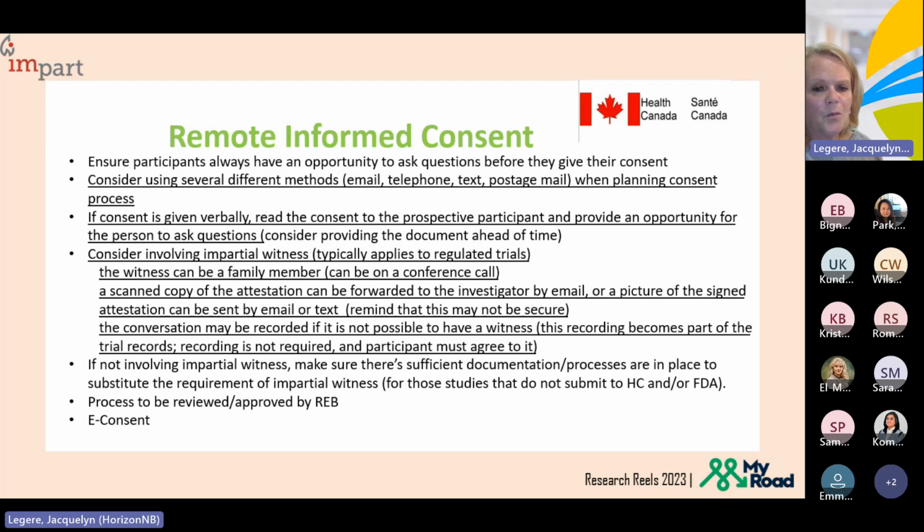And if you're not involving an impartial witness, make sure there's sufficient documentation around the process. And any alteration in the informed consent process needs to be approved in advance by the Research Ethics Board, which includes e-consent. And now a lot of pharma companies are using that. They'll upload an informed consent document on a tablet, and then the patient just kind of walks through and indicates yes, yes, yes, and submit, and off they go.